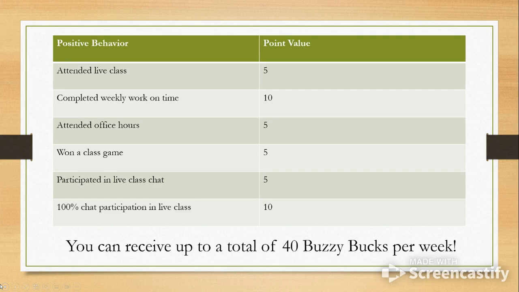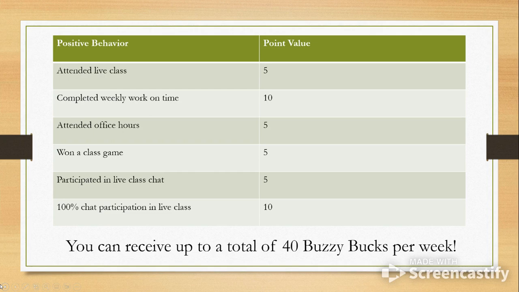So here's the checklist that you are ultimately going to be filling out every Friday. If you attend live class, you get 5 points for attending live class. Now, some classes meet twice a week. So if you meet twice a week, then yes, you would get 10 points for that week.